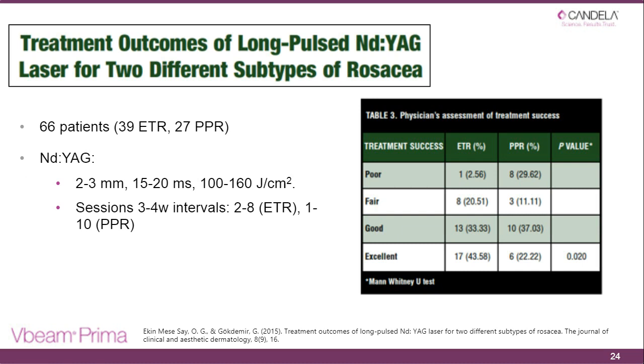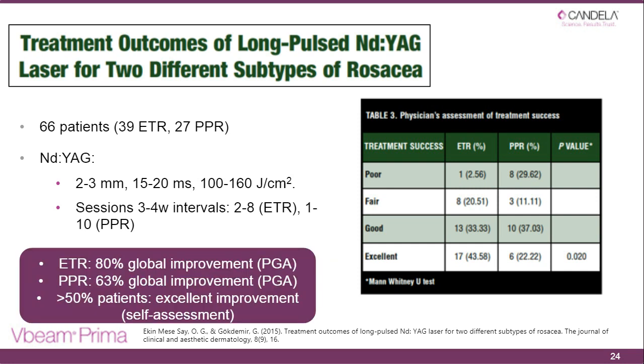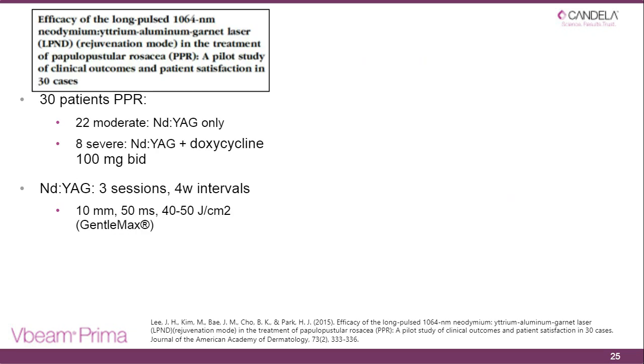They use a very small spot of 2-3 millimeters, 15 to 20 milliseconds of pulse duration, and between 100 and 160 joules per square centimeter. And they apply sessions every 3 or 4 weeks. And as you see here, most of the patients grade a good to excellent response, over 80% of global improvement in patients with erythematotelangiectatic rosacea, and over 63% in patients with papulopustular rosacea. So it's effective in both types of rosacea, very safe, and with good results.